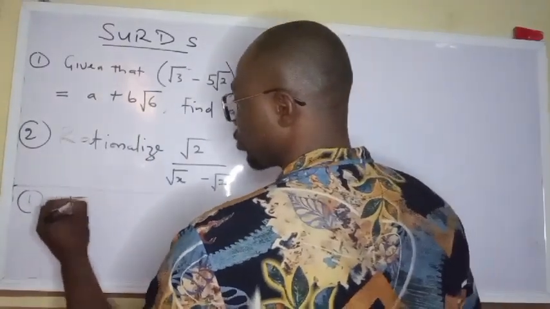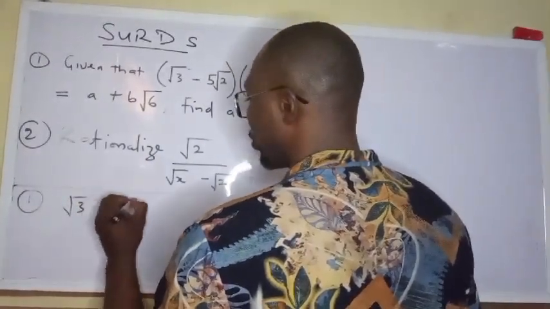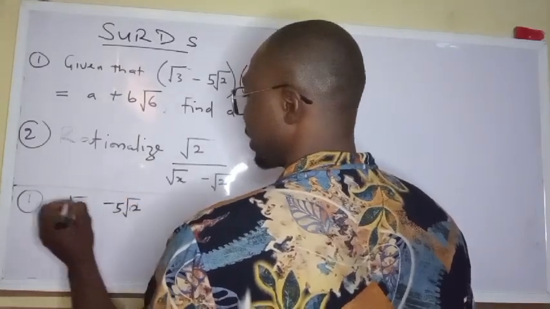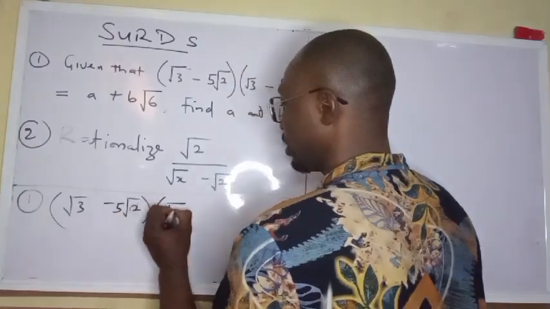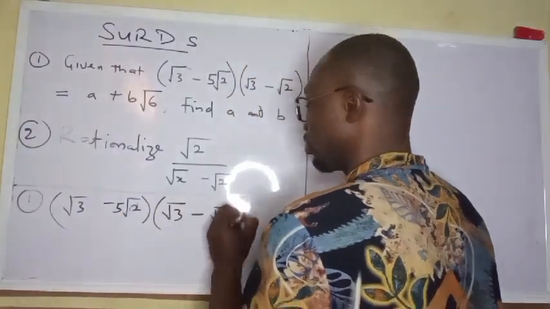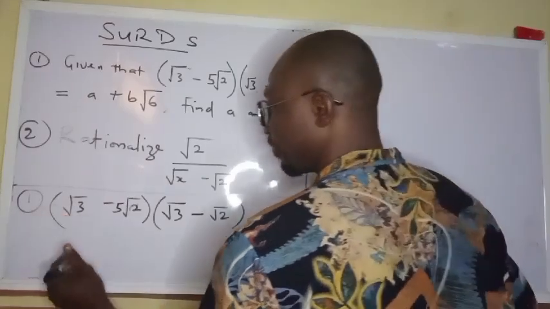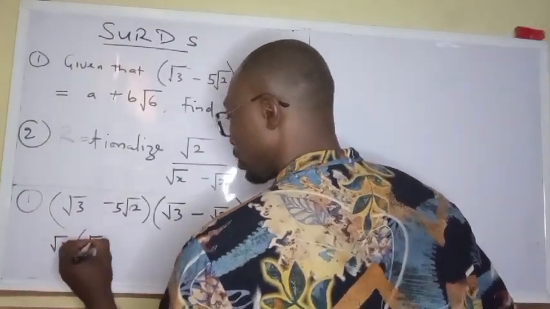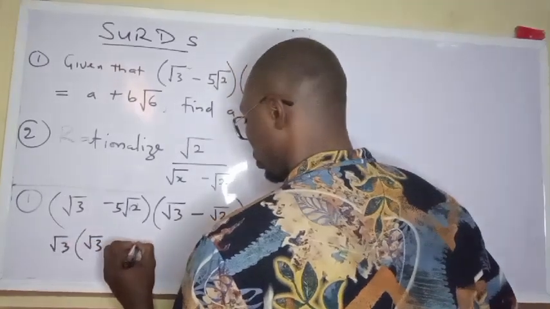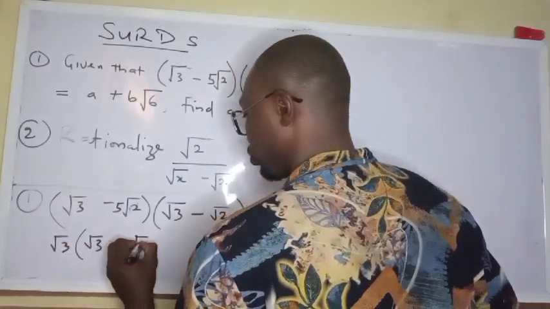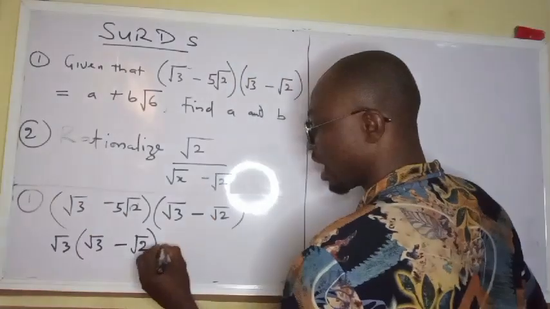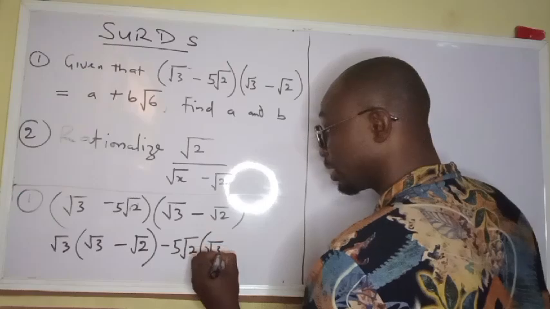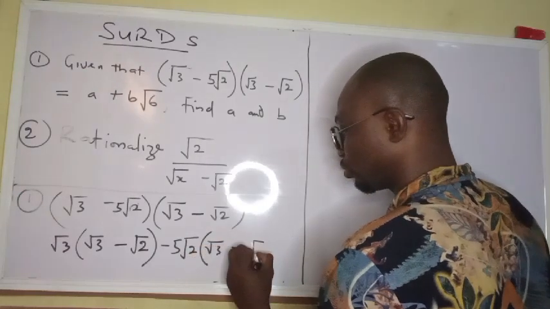Now, first of all, we are to open up the brackets. So (√3 − √2). If we open up the bracket, we have √3 multiplying (√3 − √2), then minus 5√2 multiplying (√3 − √2).